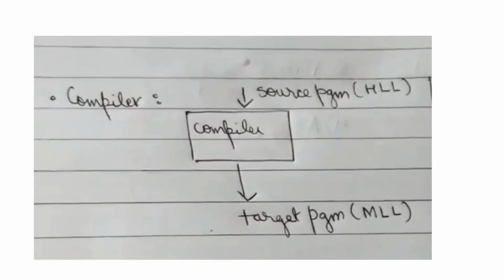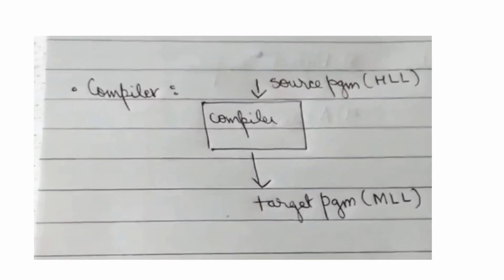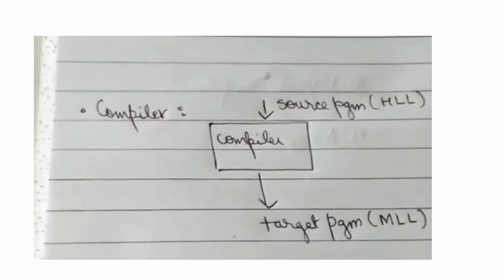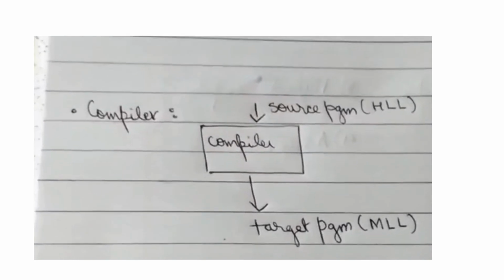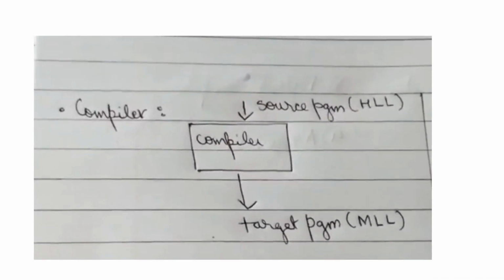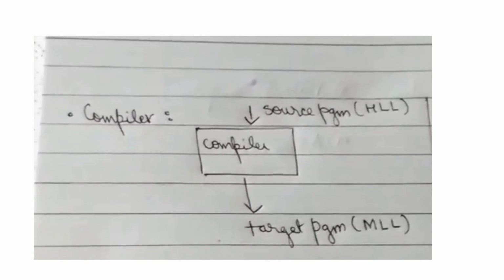Now taking into consideration the compiler, let's look deeply into it. A compiler is a language processor which accepts the program in source language and generates the output in target language, which is nothing but a machine level language. It can be represented as shown below in a block diagram.